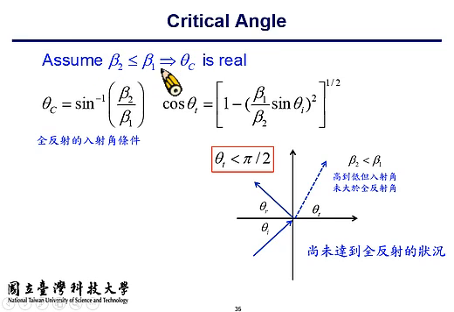Alright. So assume beta 2 is smaller than beta 1. That is, medium 1 is a high permittivity material. Medium 2 is a low permittivity material. Therefore, the critical angle theta c is real. You have a real solution for theta c like this, as the arcsine of beta 2 over beta 1.